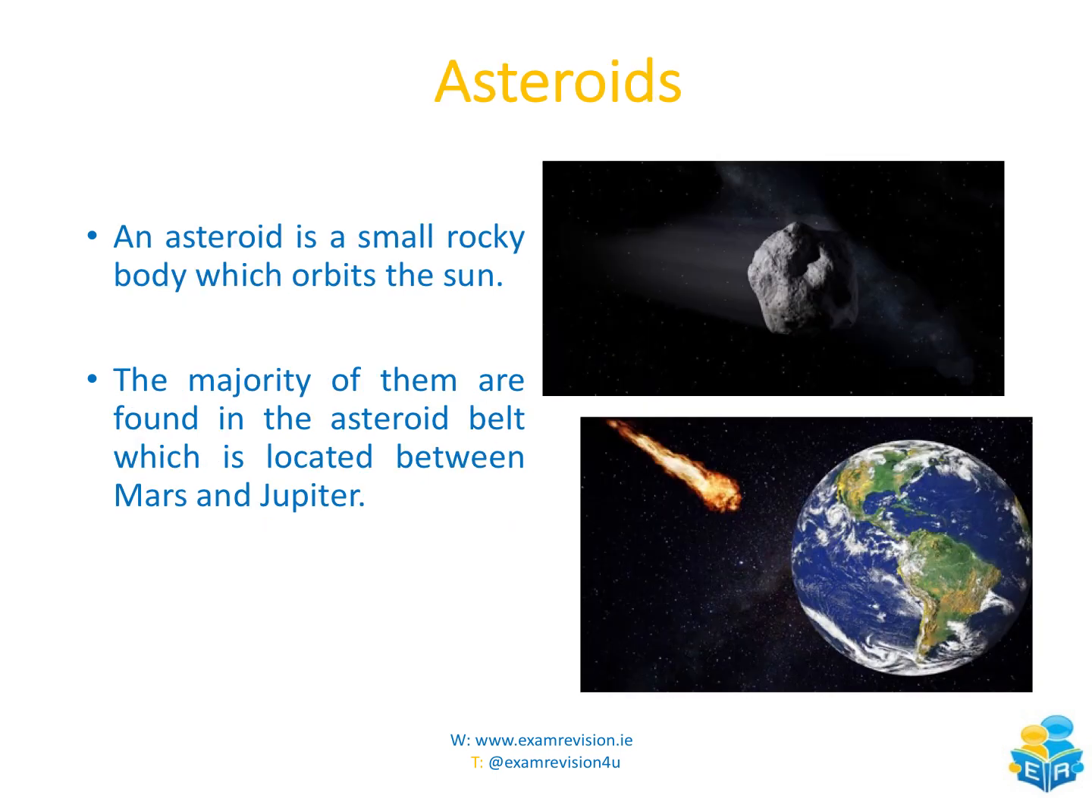An asteroid then is a small rocky body which orbits the Sun. Okay, so they're composed entirely of rock, and the majority of them are found in the asteroid belt, and that's located between Mars and Jupiter. So many of these asteroids will be found there, not really doing anything, they're just in orbit, but from time to time they can actually catch on fire.